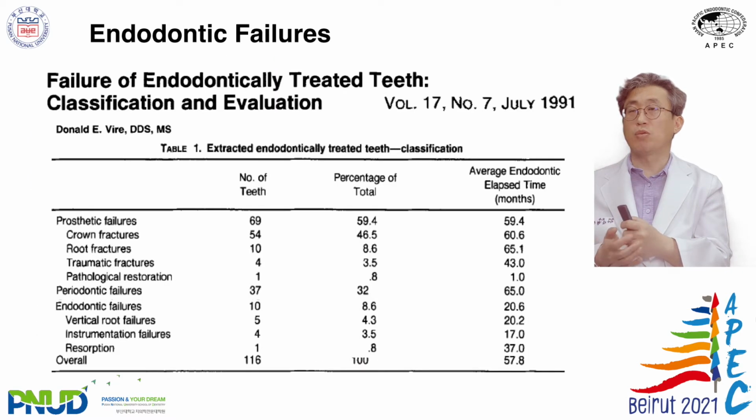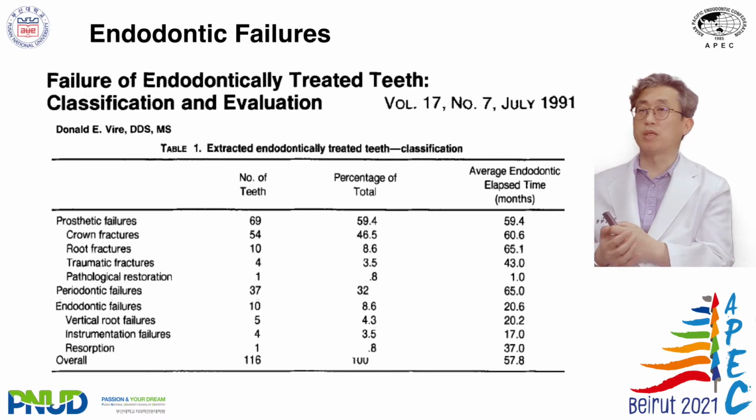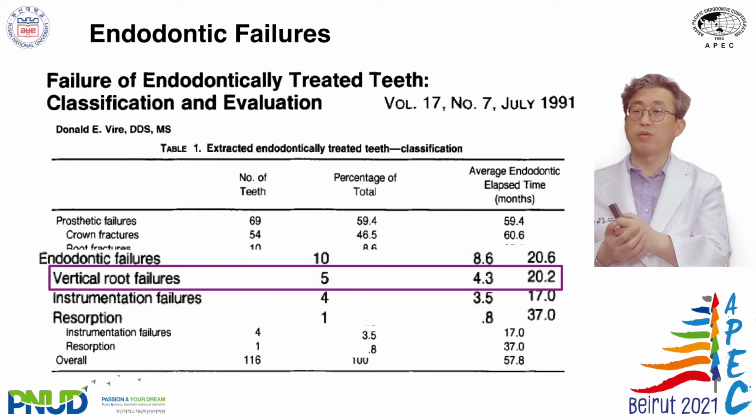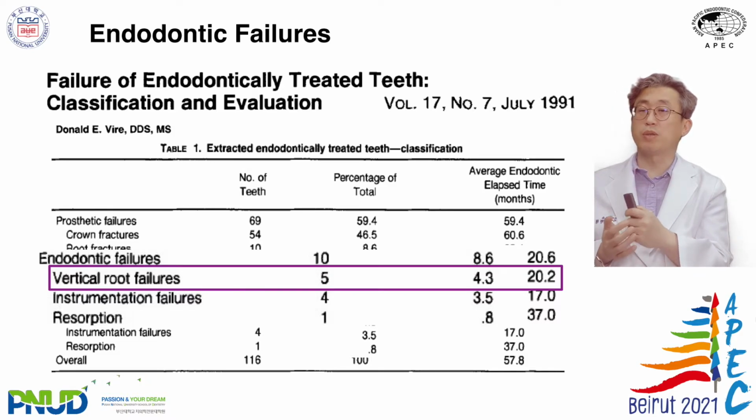Have a look at this very old paper published in 1991. About half of the cases of endodontic failure were revealed to have vertical root fracture. Half of the failure cases have vertical root fractures. And these failures were found on average 20 months after root canal treatment.